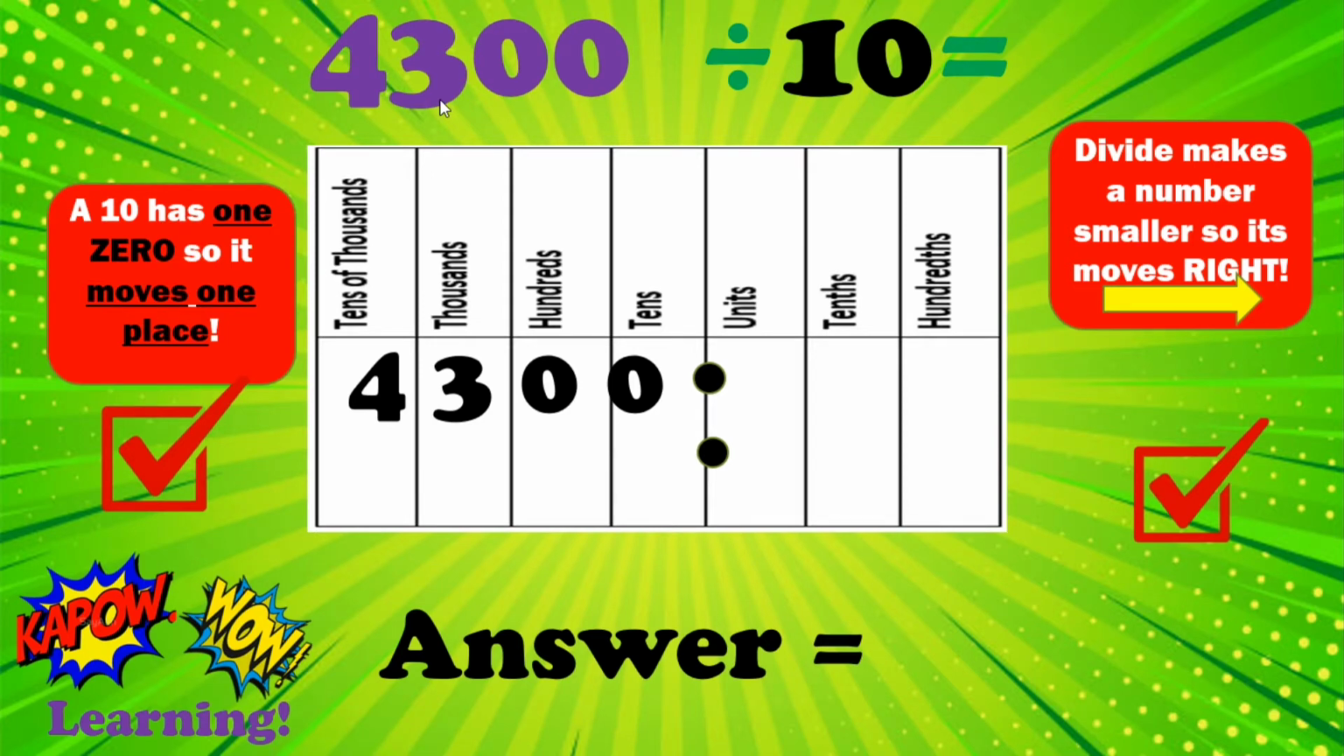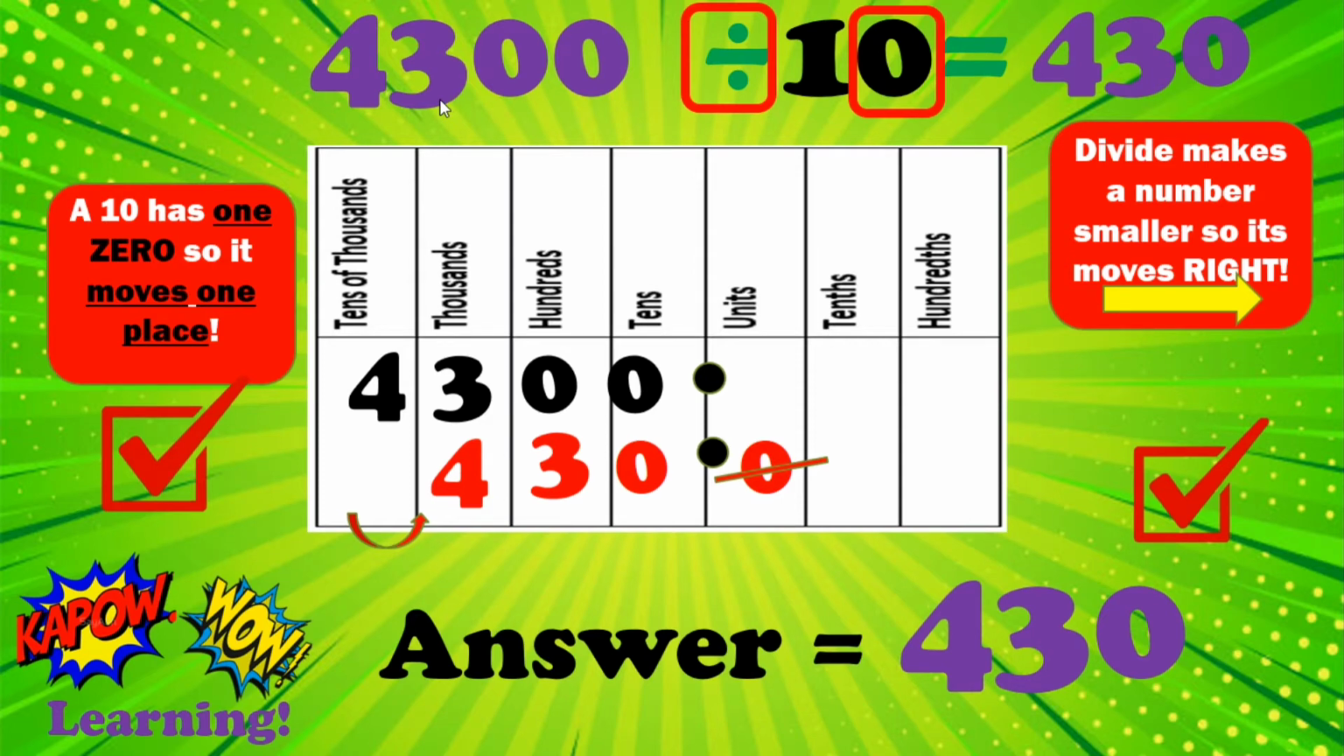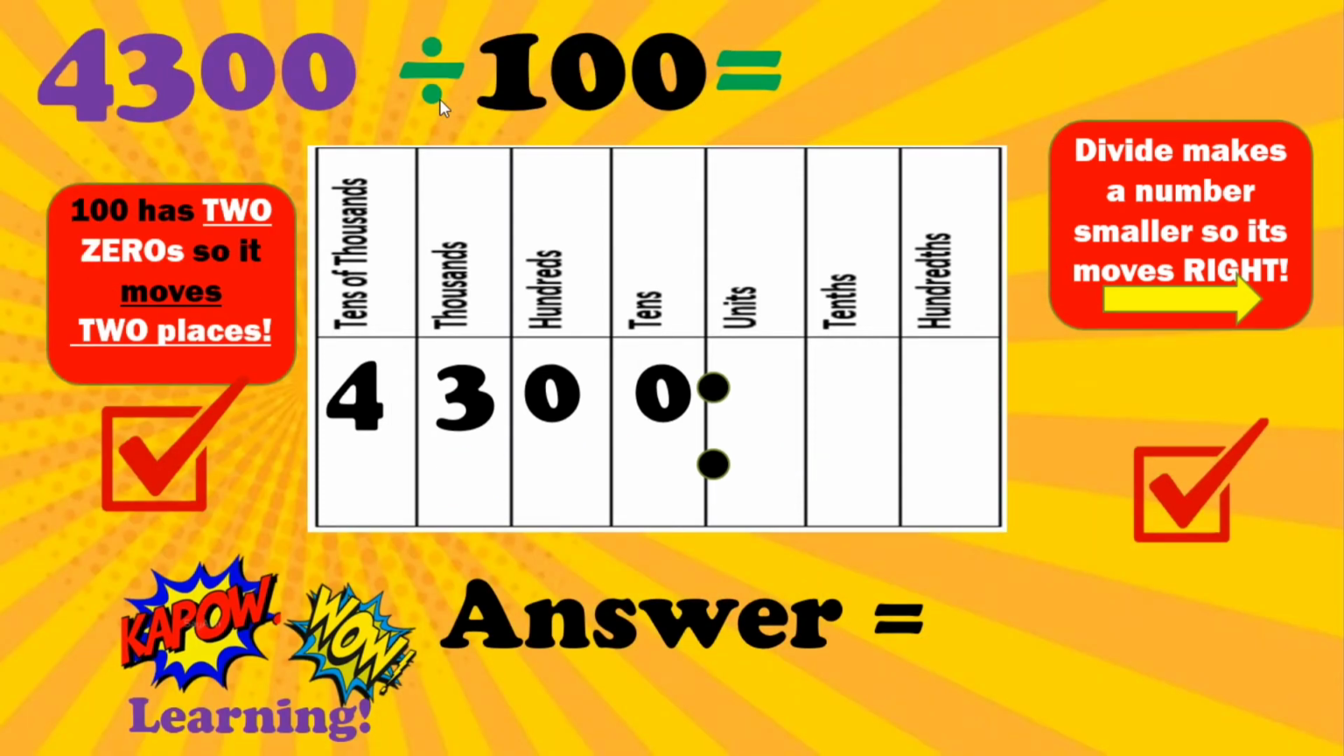This time, 4,300 divided by 10. What are we going to do? Well, a 10 has 1 zero, so it moves one place. Okay, but we've got a division sign. So divide makes a number smaller, so it moves to the right. So we're going to move one place to the right. So we put the 4 there, the 3 there, the 0's in, but we're not going to use that 0 because it has no value. So the answer now is 430. Excellent.